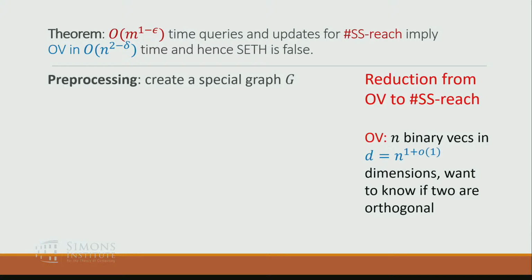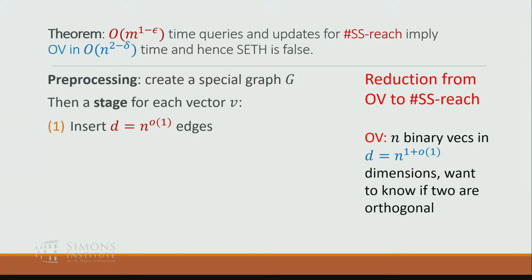This is how the reduction will go. Given an instance of orthogonal vectors, we'll create an initial graph, which your data structure can pre-process. After that, we will have a stage for every vector in the orthogonal vectors instance. What does the stage do? It inserts a very small number of edges, d edges, which correspond to the number of dimensions in your vectors.